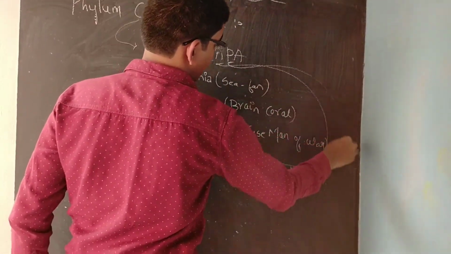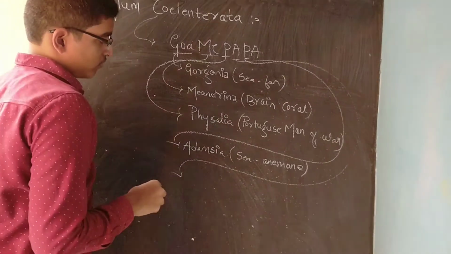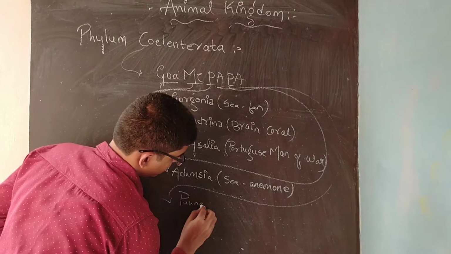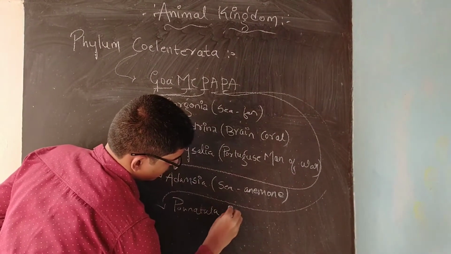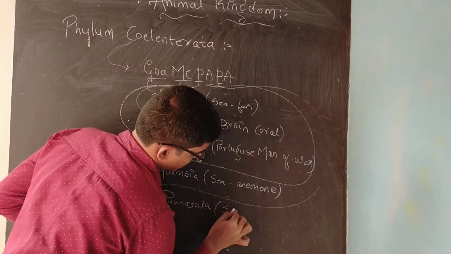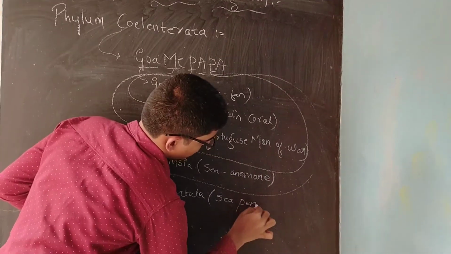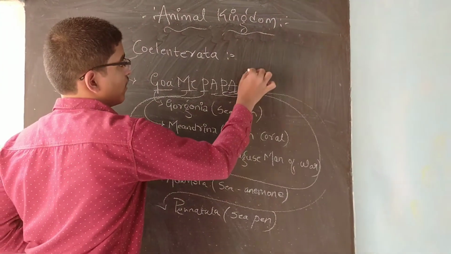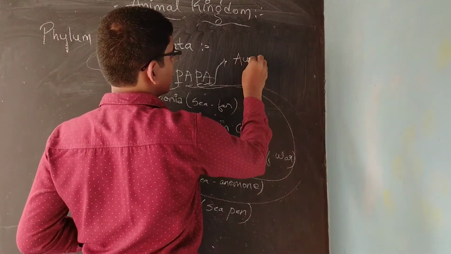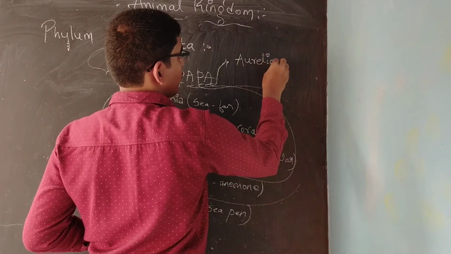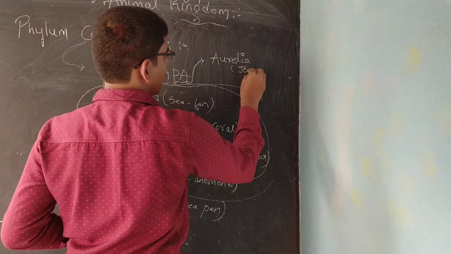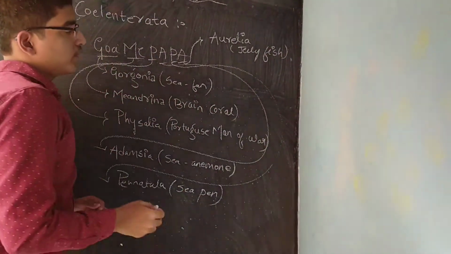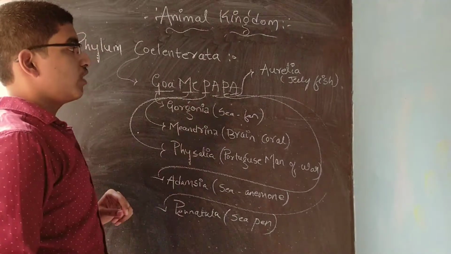Your another P stands for Peninsula, which means your sea pen. And your last A stands for Aurelia, which is commonly called as jellyfish. Okay friends, this Aurelia is commonly called as jellyfish.